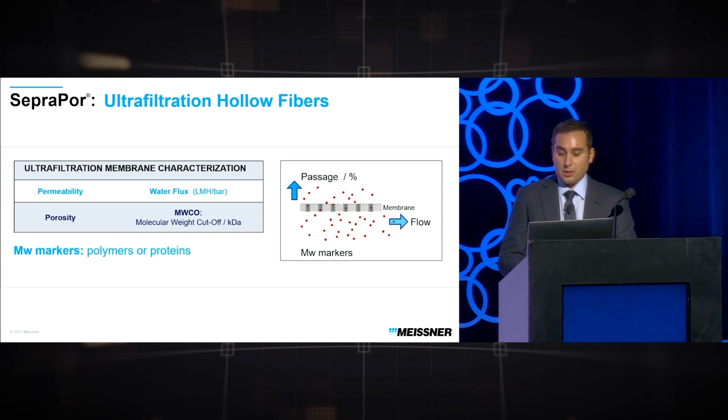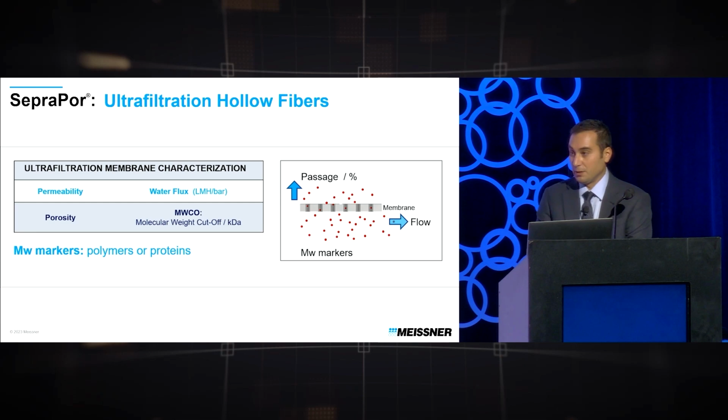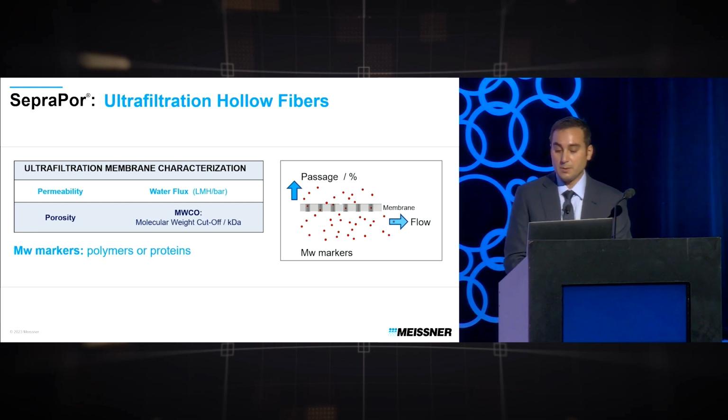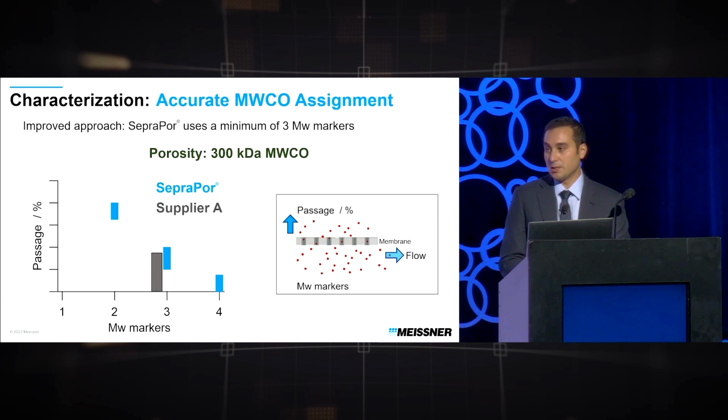So 2 properties really are used to characterize UF membranes, which are permeability and porosity. Permeability is measured as the clean water flux in LMH per bar. Porosity is a little bit trickier. It's typically characterized by secondary methods involving molecular weight markers. Could be proteins, could be polymers, or another marker, to obtain a molecular weight cutoff value, the MWCO. So MWCO is typically obtained from the passage of molecular weight markers using a filtration test and scientific instrumentation to determine the degree of membrane crossover, as illustrated to the right.